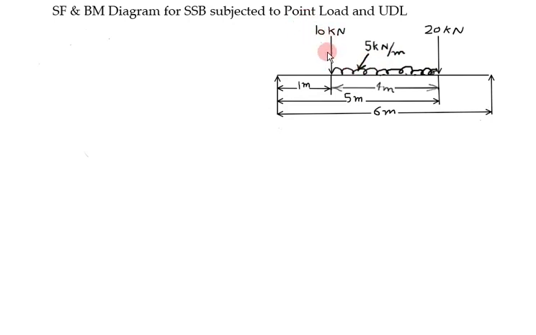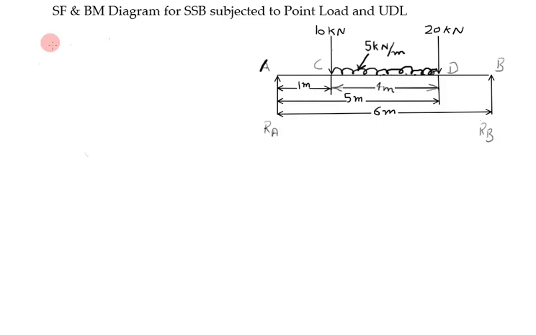The first point load is 10 kilonewton, which is at a distance of 1 meter from the left hand side, and second is 20 kilonewton, which is at a distance of 5 meter from the left hand side, and uniformly distributed load is acting 5 kilonewton per meter over a distance of 4 meter. The total span of the beam is 6 meter. Now first label the diagram. This is point A, this is point B, this is C and D. This is reaction RA, this is reaction RB.